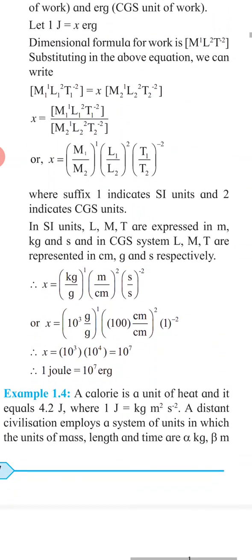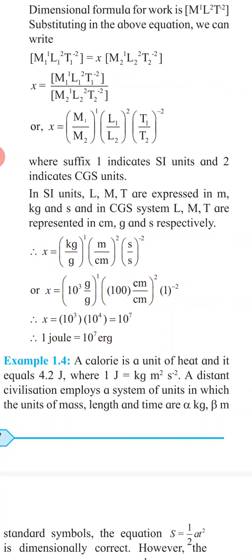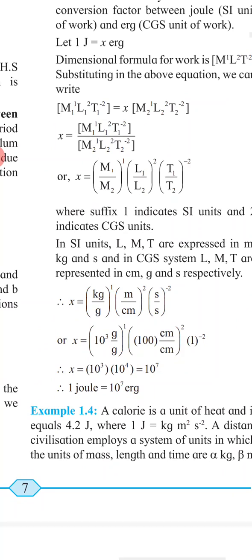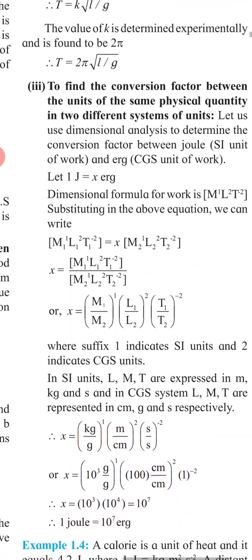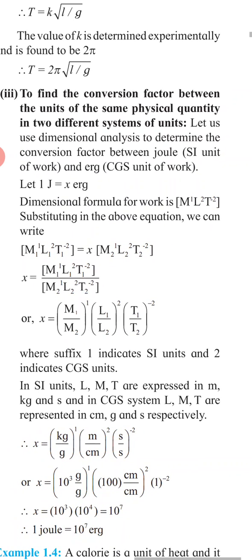So 1 joule is equal to 10 raised to 7 erg. Okay, see at the end. So we have to prove this: 1 joule equal to 10 raised to 7 erg. So first of all we consider 1 joule equal to 10 raised to x erg. We don't know the value.